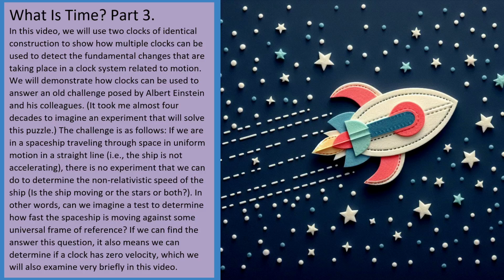If we are in a spaceship traveling through space in uniform motion in a straight line, there is no experiment that we can do to determine the non-relativistic speed of the ship. In other words, is the ship moving? Or are the stars just moving by? Or both, some combination of both? In other words, can we imagine a test to determine how fast the spaceship is moving against some universal frame of reference? If we can find the answer to this question, it also means we can determine if a clock has zero velocity, which we will also examine very briefly later in the video.